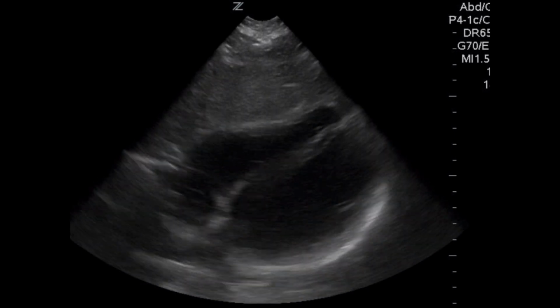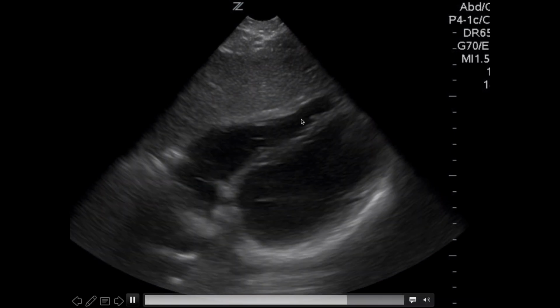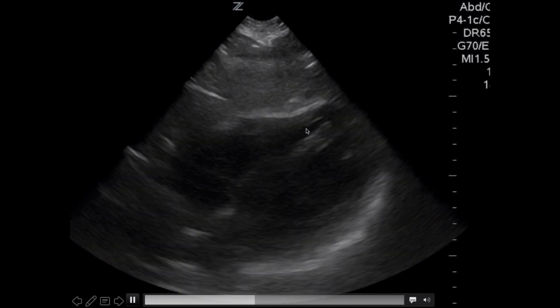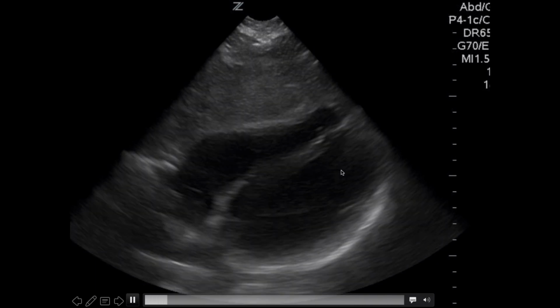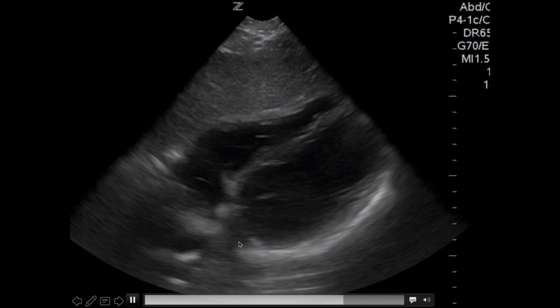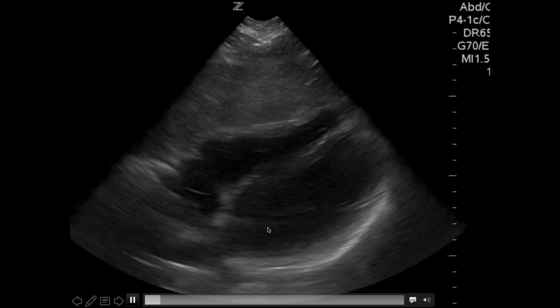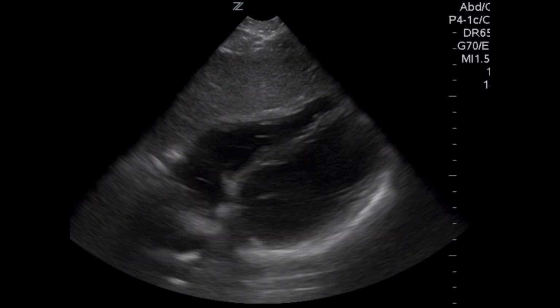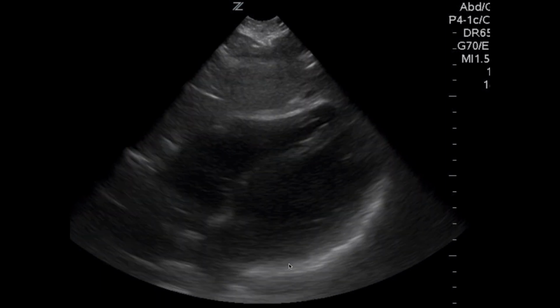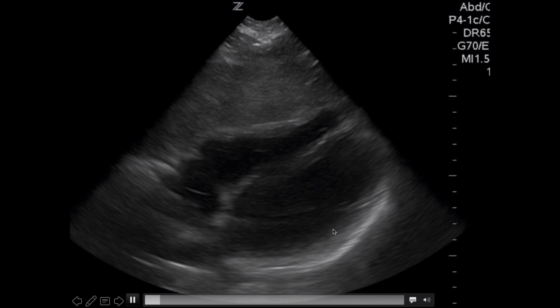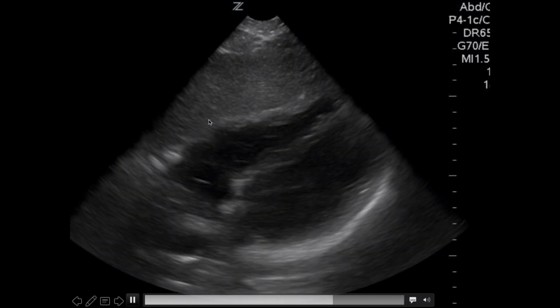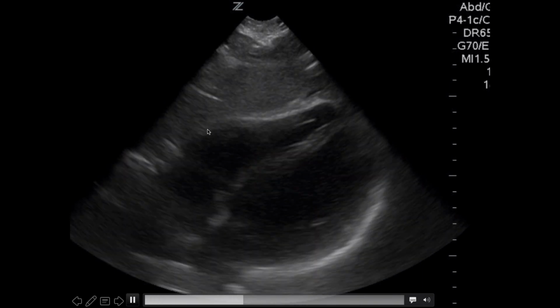This is a subxiphoid view of the heart. We have liver on top, a nice sort of 4-chamber view of the heart. Right ventricle is here, left ventricle is here, left atrium, and right atrium, tricuspid valve, mitral valve. So you should be asking yourself, is there a pericardial effusion? This bright line here is the pericardium. And I would say this patient has no pericardial effusion.